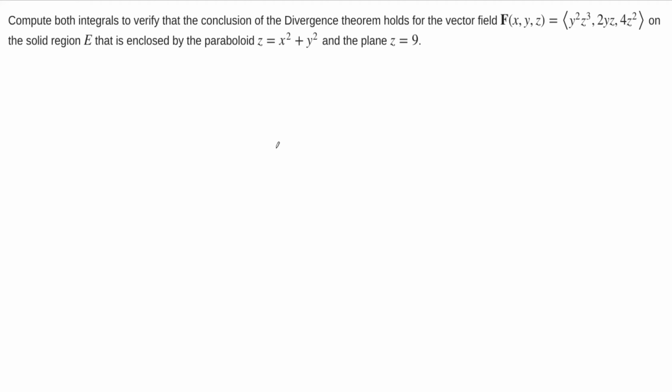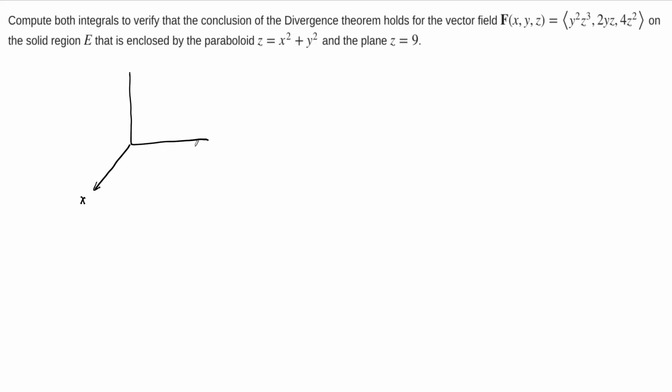In this first example, we would like to show that the conclusion of the divergence theorem holds for a given vector field, this vector field here, over a solid region that's enclosed by a paraboloid and a portion of a plane. So let's start by drawing the region, and then we'll remember what the divergence theorem says.